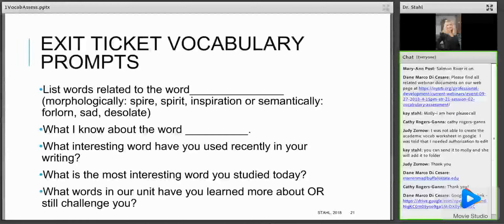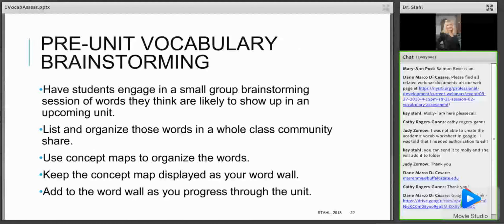It's sending the signal to kids that words are part of our life. Words are part of our knowledge acquisition, and it's okay to not know everything, and it's fun, and it piques our curiosity to want to learn more and more about words. And so this kind of thing really increases students' word consciousness.